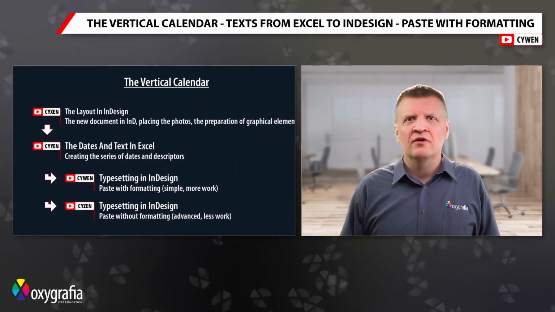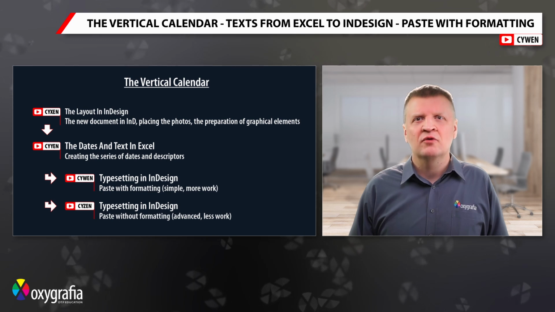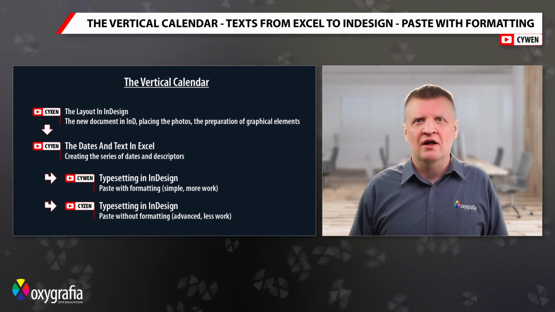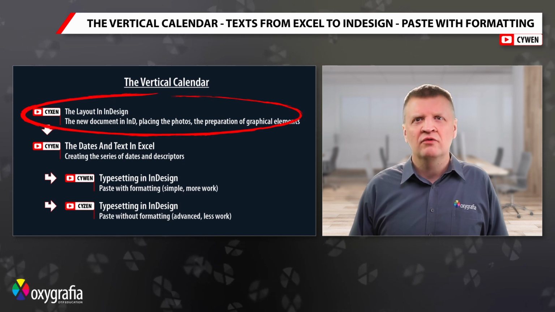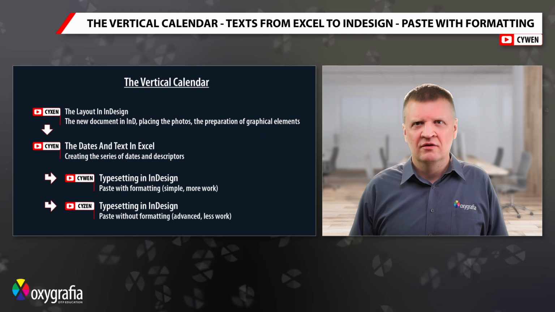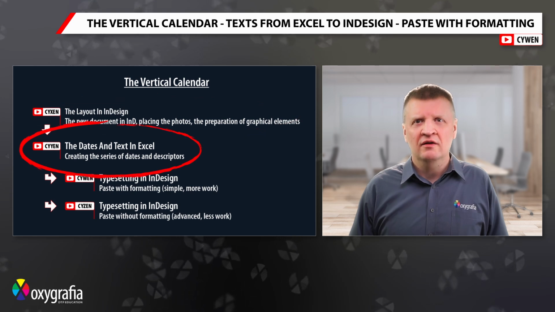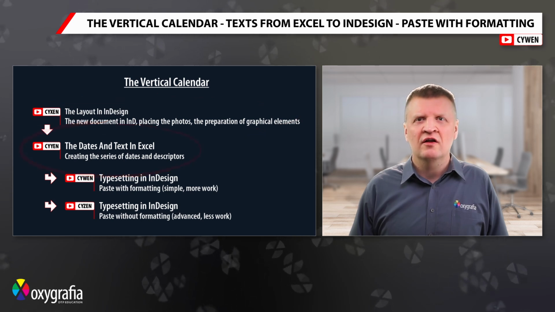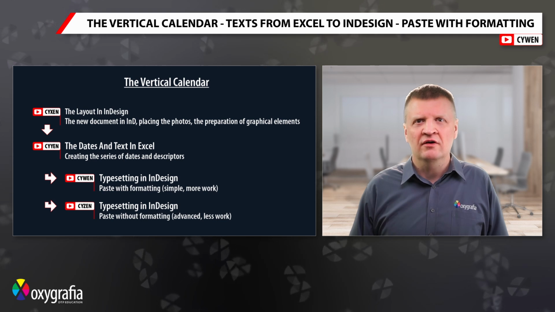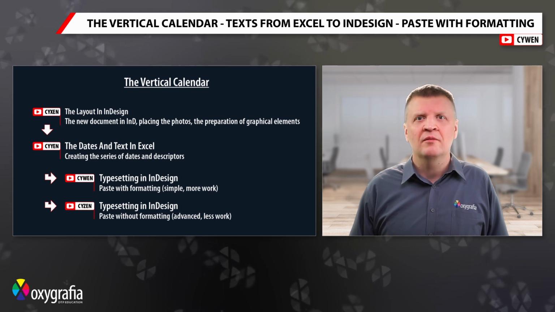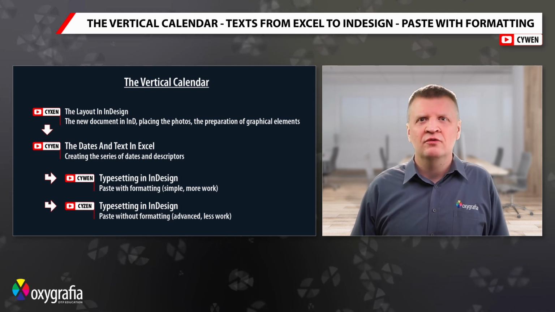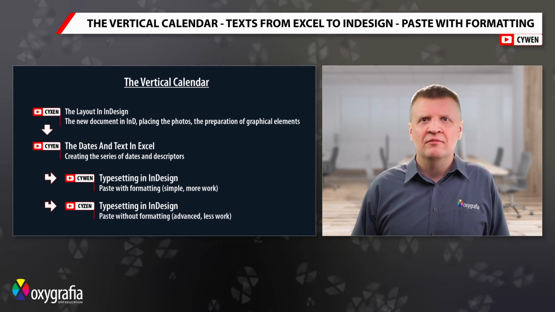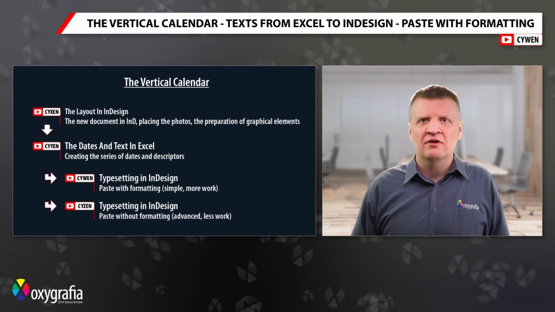This is a 3-part multi-tutorial where I make a complete project of a vertical calendar from start to finish. In part CYX, I created a graphical layout in InDesign. In part CYY in Excel, I created texts and numbers for the entire year. And now the tutorial branches. We want to transfer data from Excel to InDesign Mockup, and I'm presenting 2 alternative paths to achieve that.